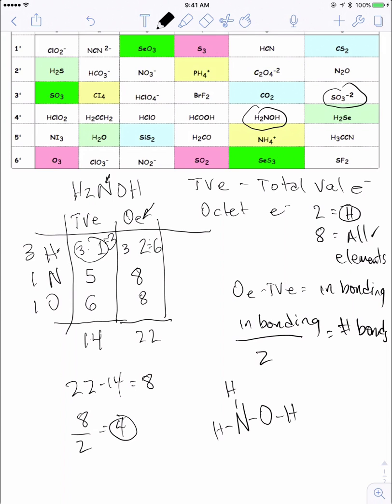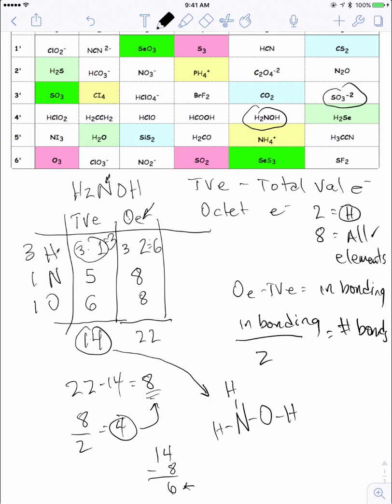Now, how do we complete the octet? We complete the octet because we know that we use 8 electrons in the 4 bonds, but we need 14 valence electrons. That's how many electrons this particular chemical has. But we've already used 8. So 14 minus 8 happens to be 6. So what we have is lone pair electrons, and there are 6 of these electrons that are going to be lone pairs.